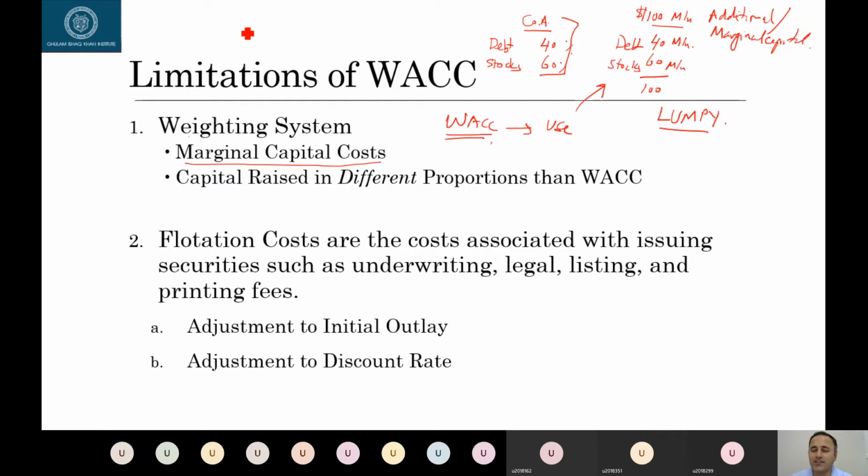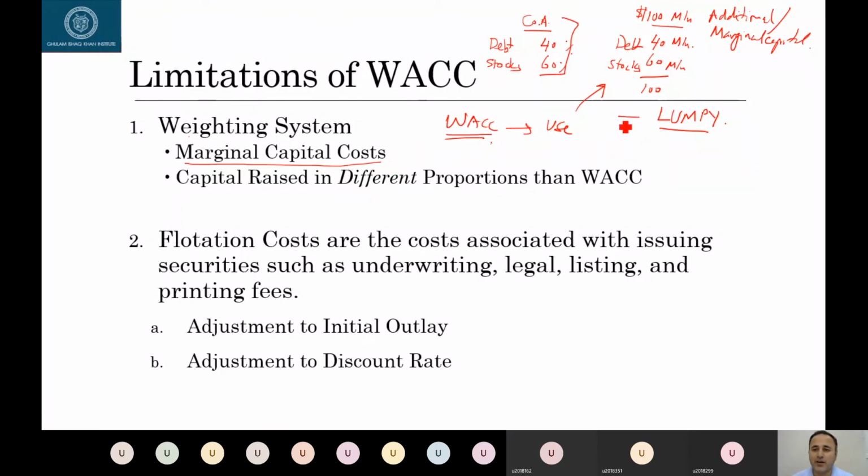And why are they so cognizant about that capital structure? Because capital structure defines the financial risk of a company. And finance managers, what they think is that, okay, for their company, a typical optimal capital structure is, let's say, 40-60, they try to maintain that structure, okay? So marginal capital cost is actually one of the limitations. And why is it a limitation?